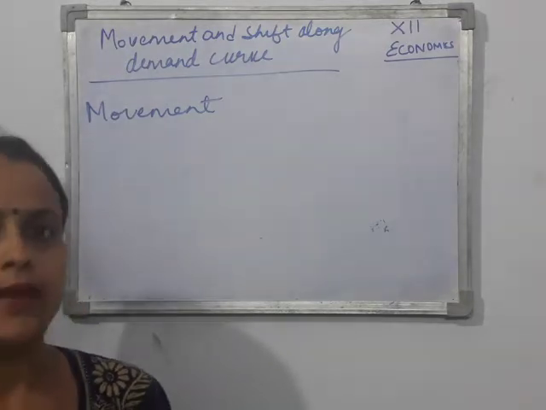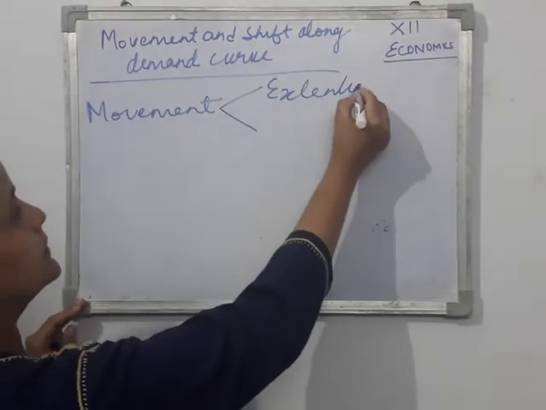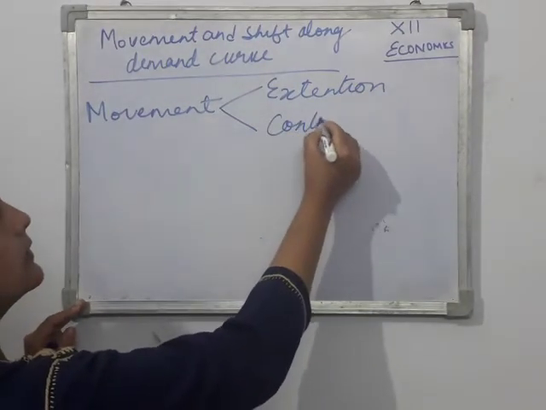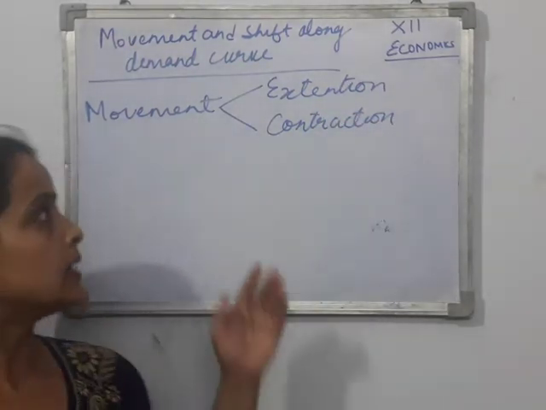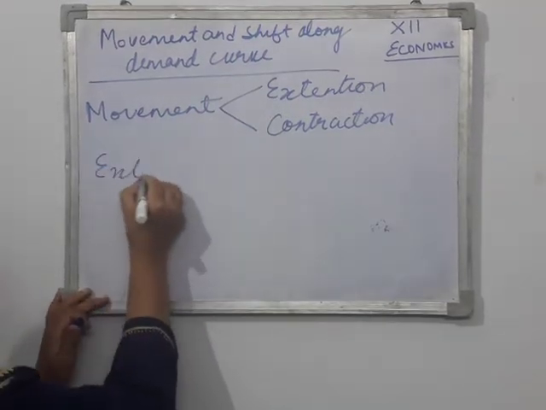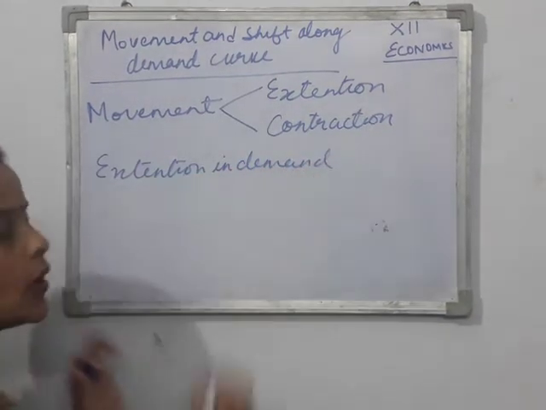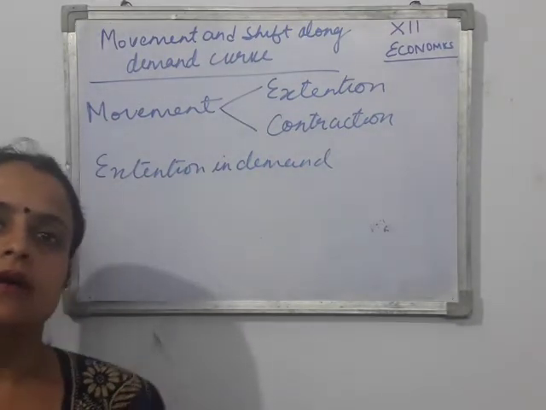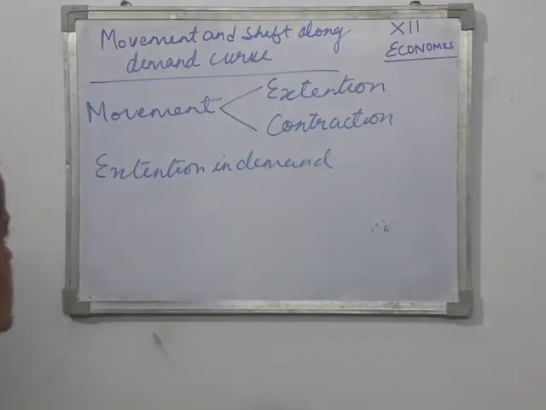So movement is of two types: extension and contraction. Movement can be divided into two parts: extension and contraction. Now, first of all, what is extension? Now, children, see, extension in demand. What is extension in demand? When the demand for good increases due to fall in the price of a commodity, it is known as extension.